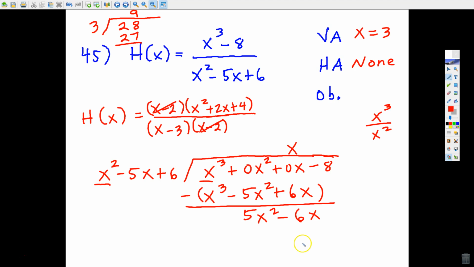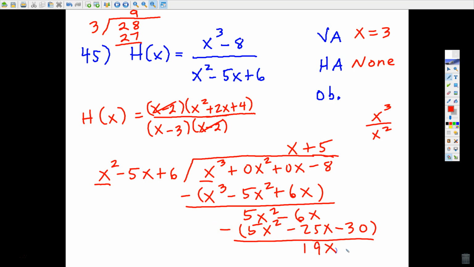Okay? Now I do the same thing. First term into first term. How many times does x squared go into 5x squared? 5 times, and it's positive. 5x squared minus 25x minus 30. Okay, the x squares cancel. Negative 6 plus 25 is 19x.